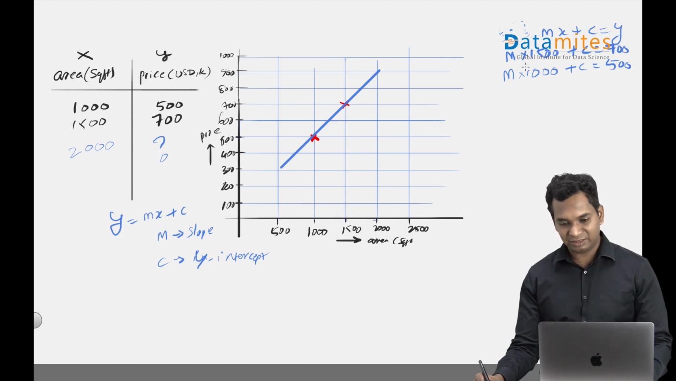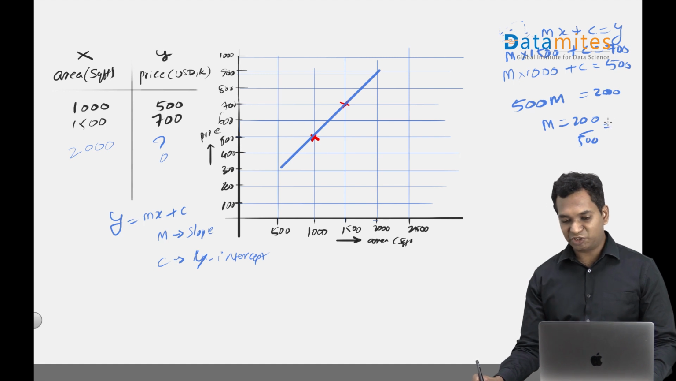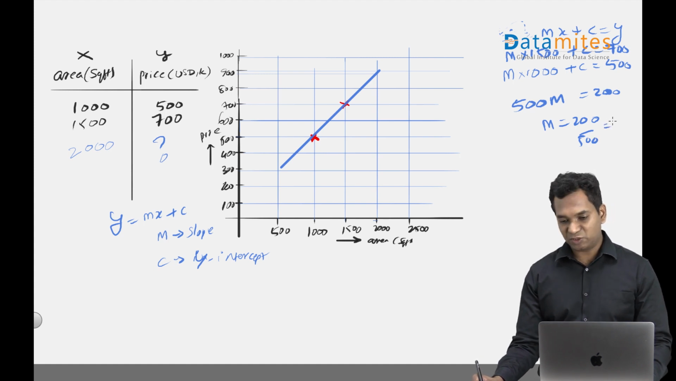So just subtract this equation from this equation. You'll end up getting 500m, and your c gets cancelled. c minus c is 0, and you get 200 over here. So resulting m is equal to 200 by 500, which is essentially 2 by 5. 2 by 5 is 0.4.